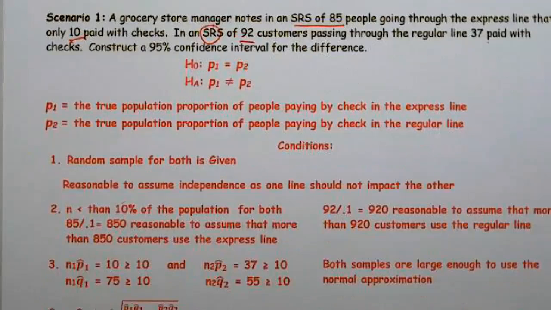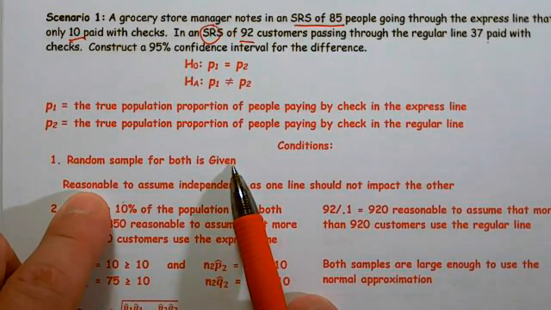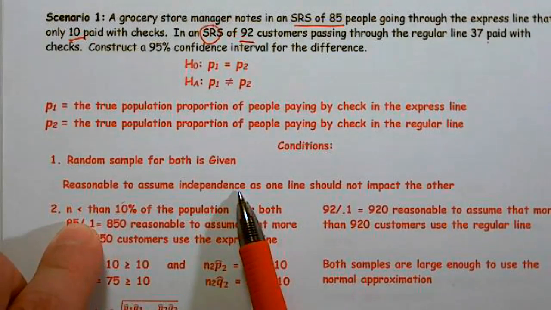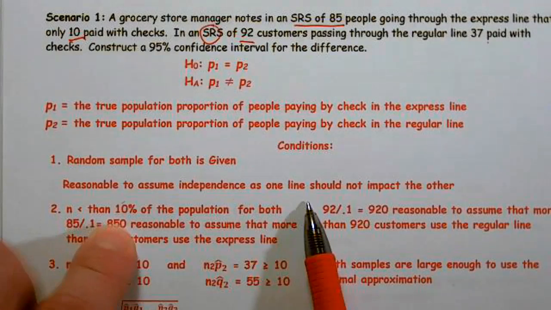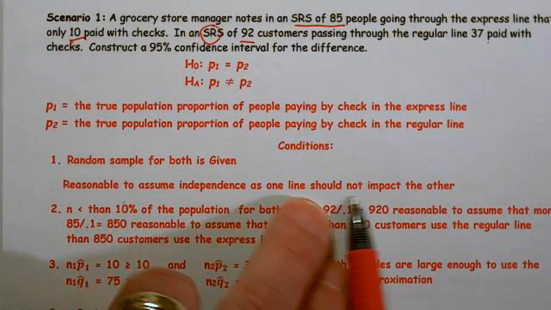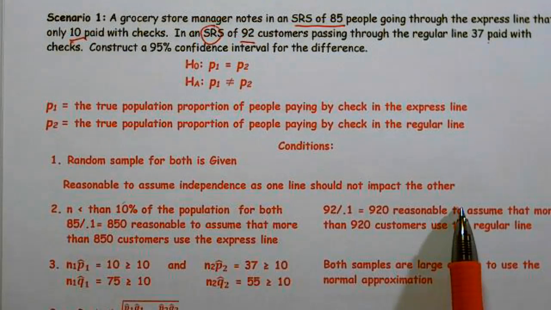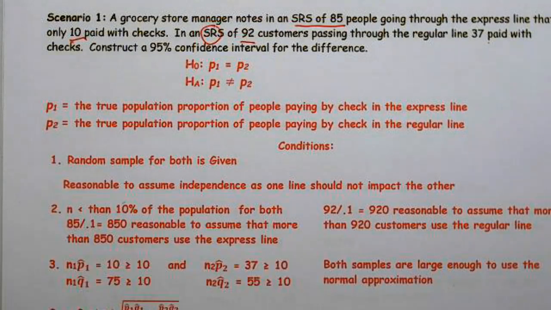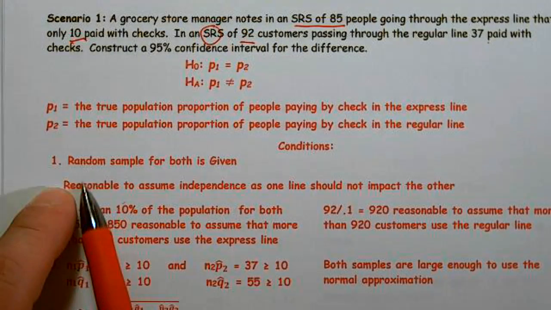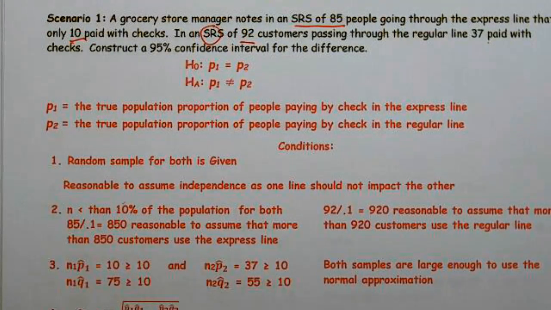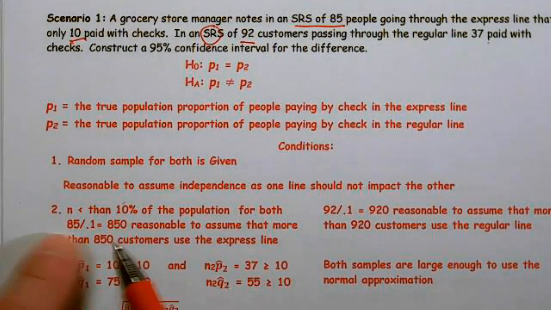Conditions. Random sample for both is given. And it's reasonable to assume one line should not impact that of the other. And by the way, we needed two independent groups, so independent random samples. So I kind of compared two things together. Then we have n needs to be less than 10% of the population, 85 divided by 0.1.